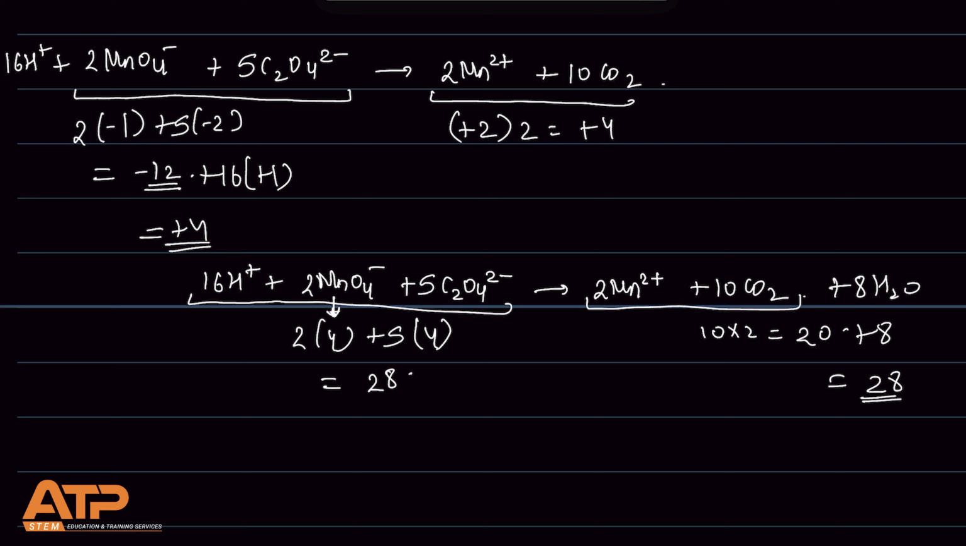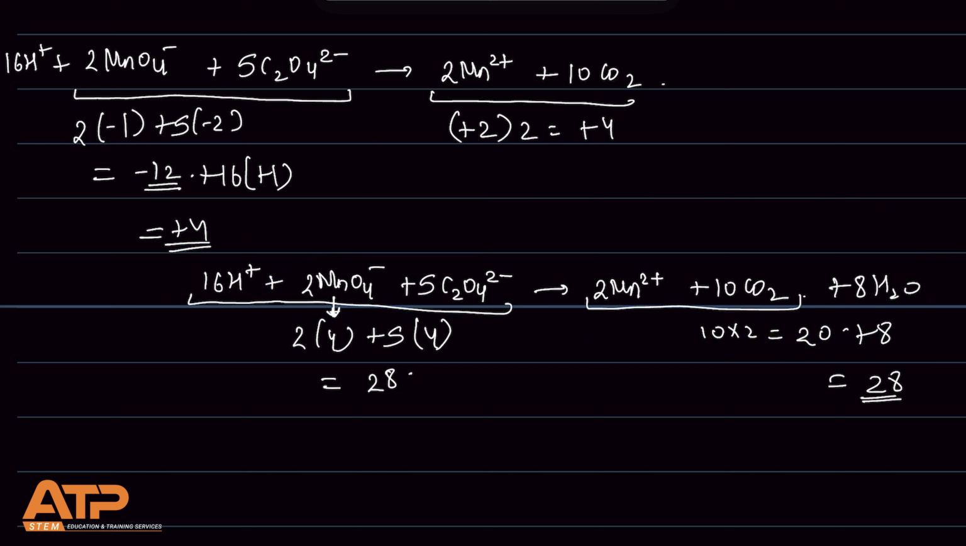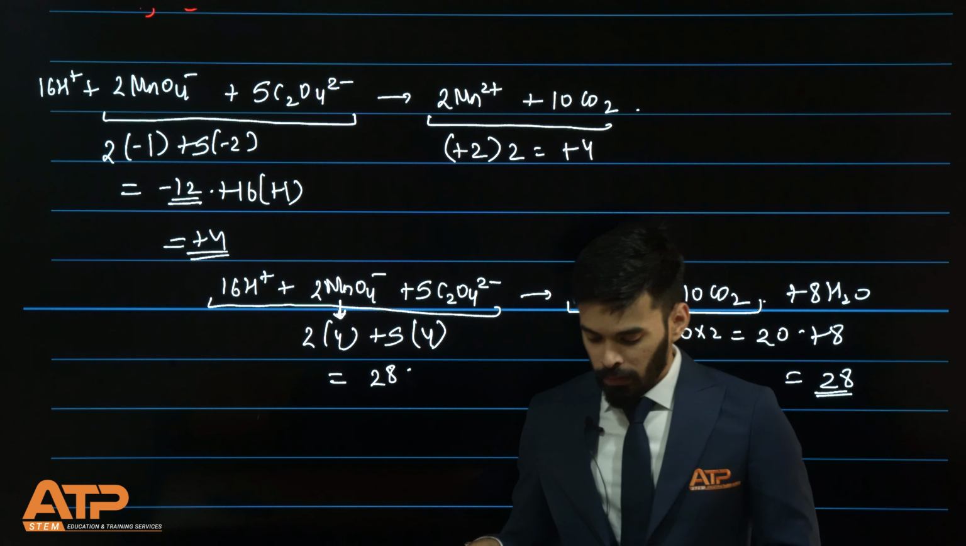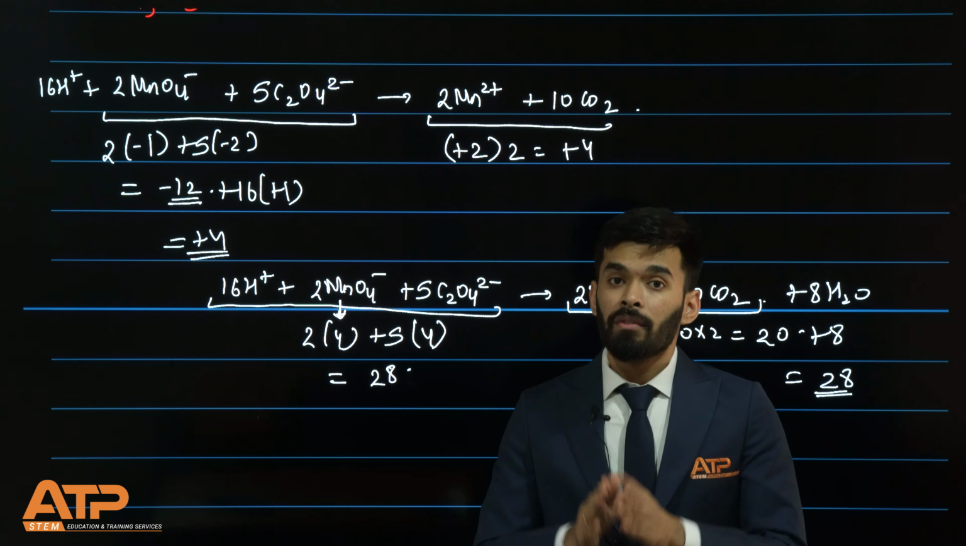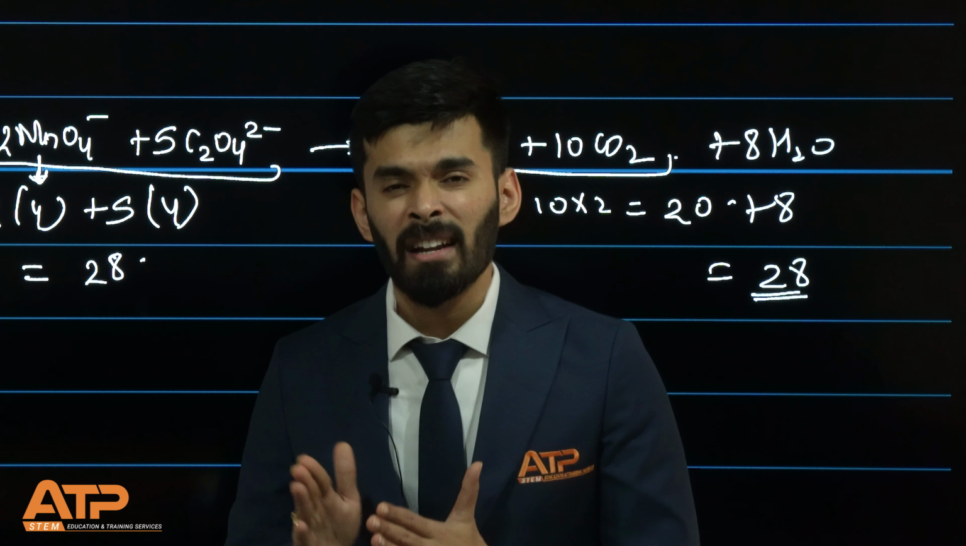With this, hydrogen atoms will automatically get balanced. You can see that there are 16 hydrogen atoms here and there are 16 hydrogen atoms here also. So hydrogen atoms automatically get balanced. With this, we are done with the shortcut technique, and I hope you understood everything that we did today.